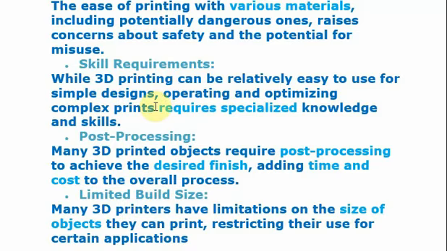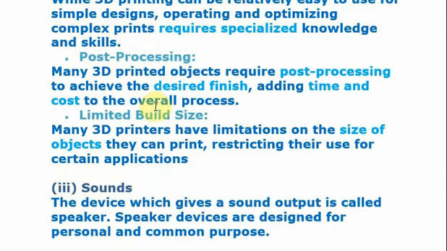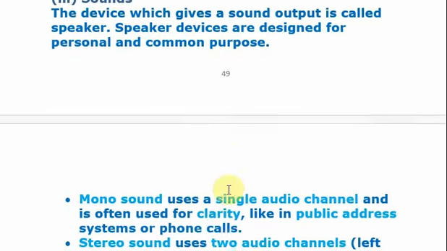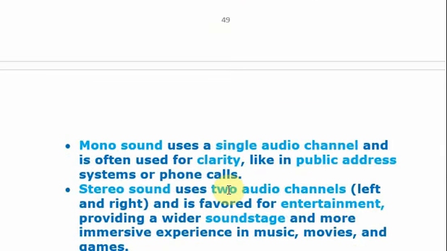Then the other output is sound. Sound, we know specifically we are using speakers to get the sound out, but there are different kinds like mono, stereo, surround sound. The basic idea we should be able to explain. The mono sound uses a single audio channel. Here the clarity is the main matter. Public address, this is not for entertainment. We are not using music, therefore clarity should be there. Then we will be using mono sound.